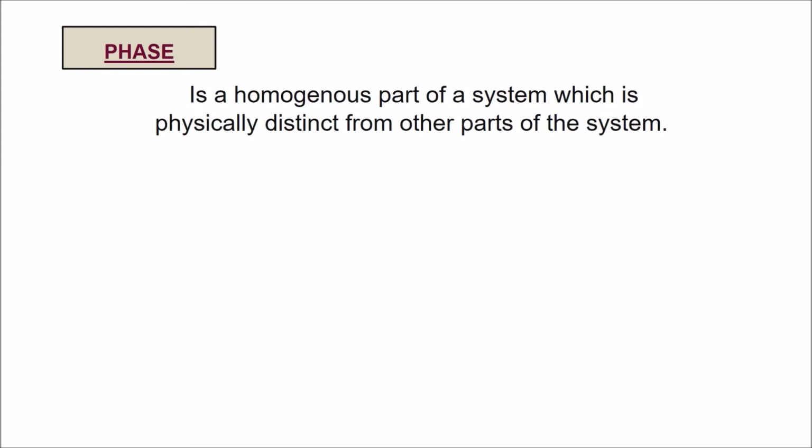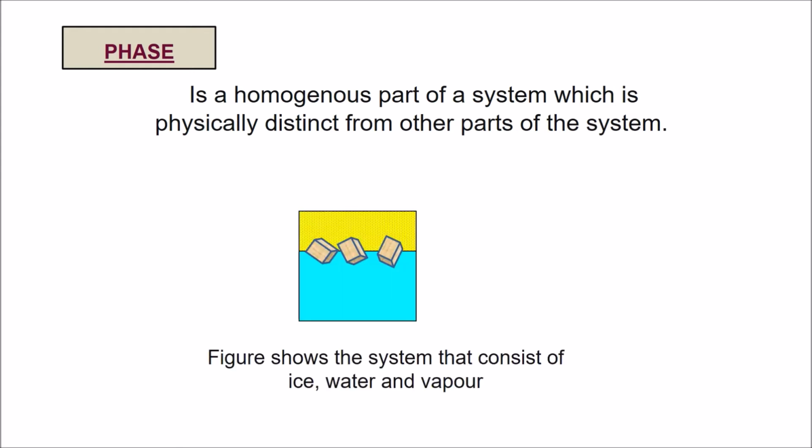A phase is a physically separate part of the system with distinct physical and chemical properties. It is the homogeneous region separated by a distinguishable boundary. Referring to the figure shown here, we can see that the system consists of solid, which is ice, liquid, which is water, and gas, which is water vapor.